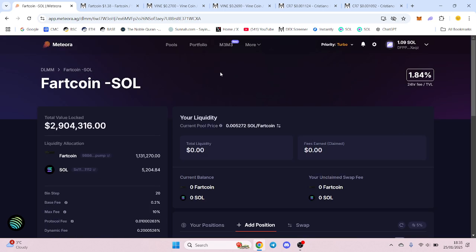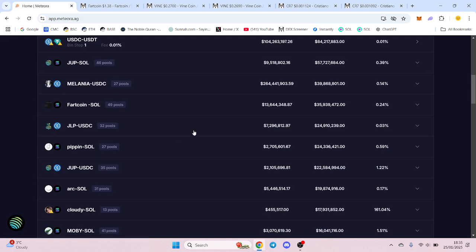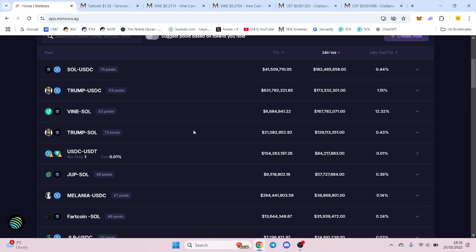I hope it's given you some food for thought, but stick to the rules. Meteora does a good job at finding out which bin step to use, why to use it, and how to use it. All the best and take care.